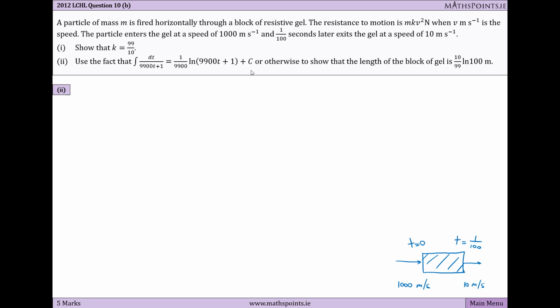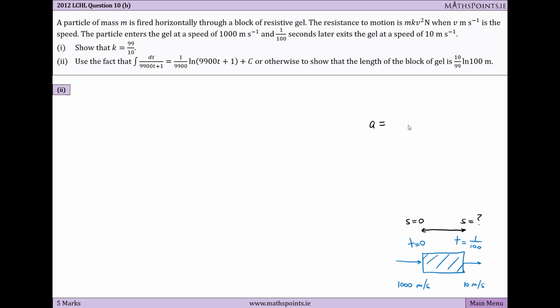Part 2 of the question asks us to show that the length of the block is 10 over 99 the natural log of 100. So we're asked to find the length of this block. If I use the letter s for displacement, I can say that s is equal to 0 when the particle enters the block, and we're looking to find the value of s as it exits the block.